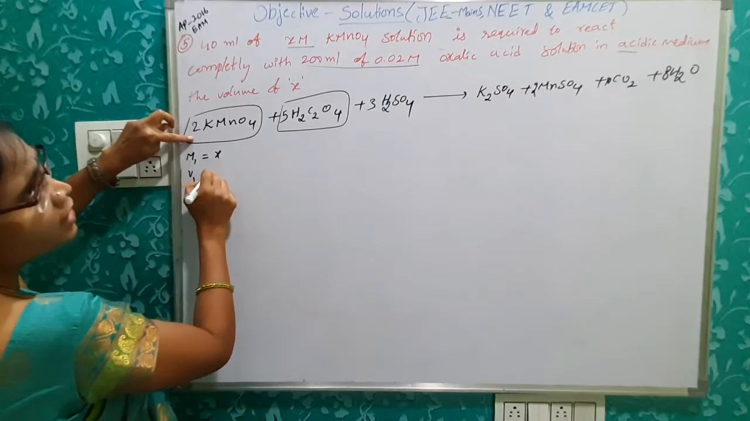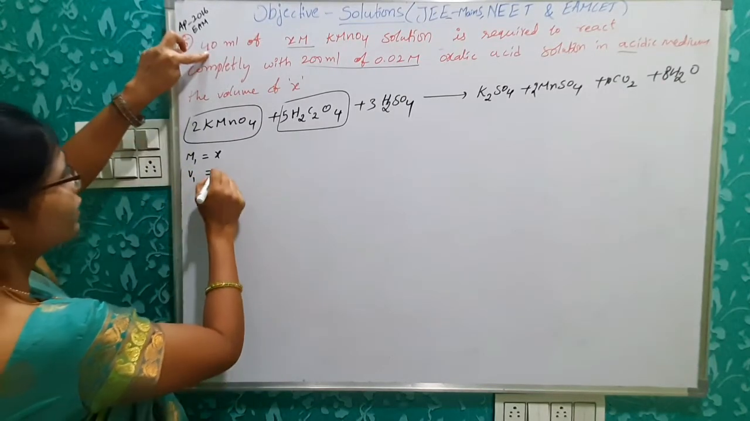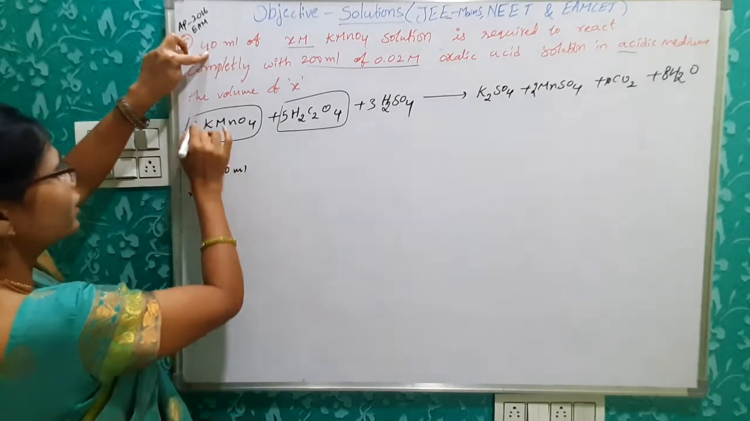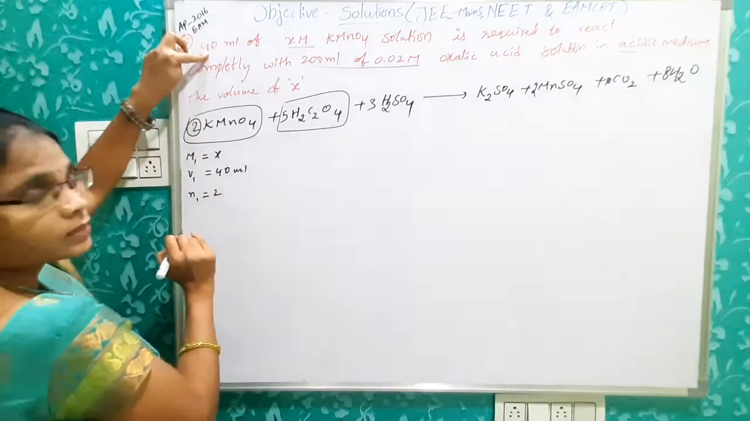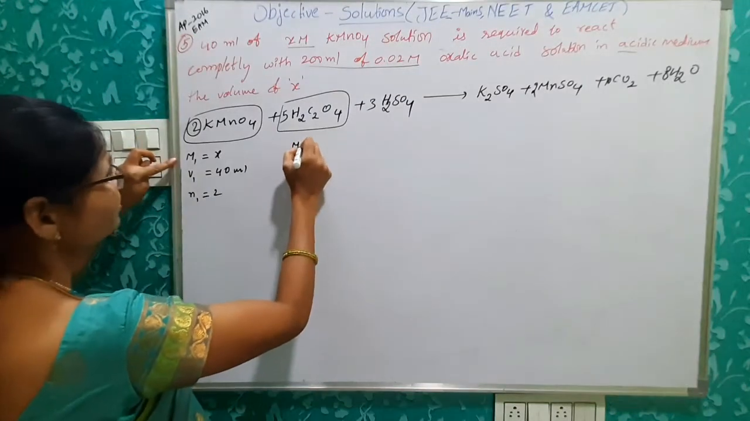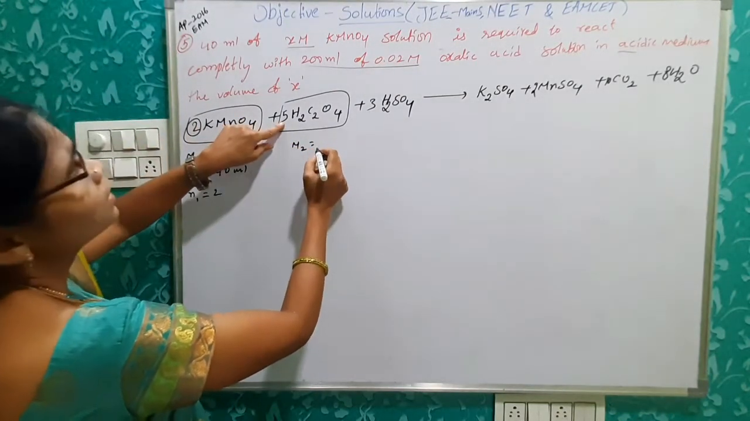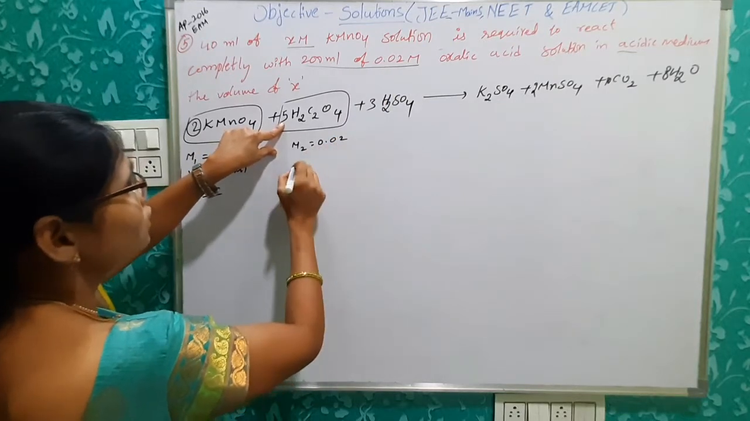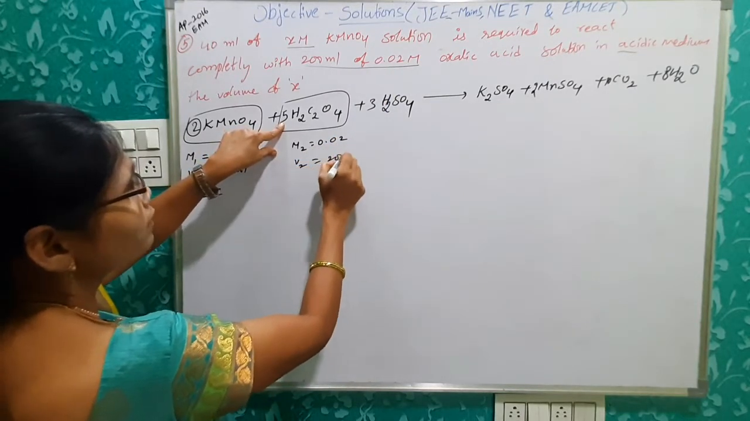Volume V1 is given as 40 ml. Number of moles, how many moles required here? 2 moles. Now here M2, oxalic acid molarity is 0.02. Volume is given as 200 ml.